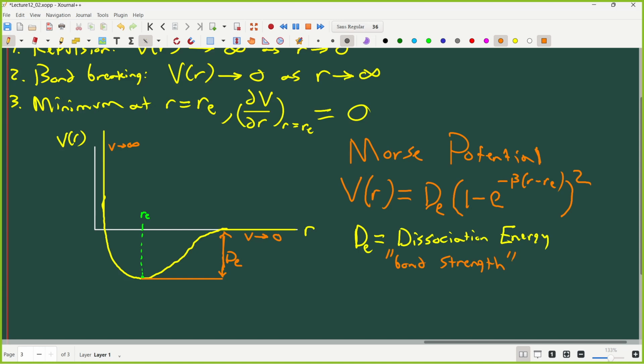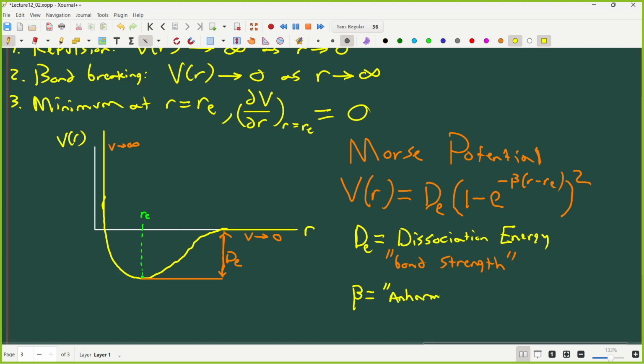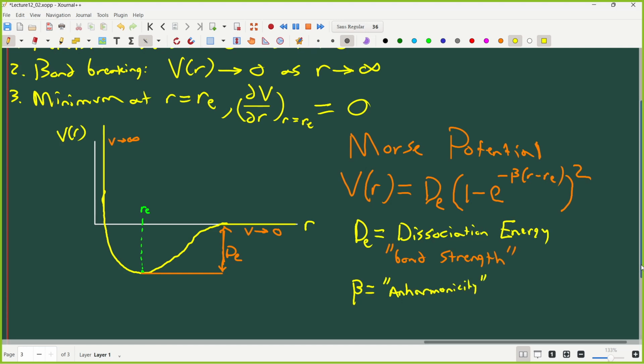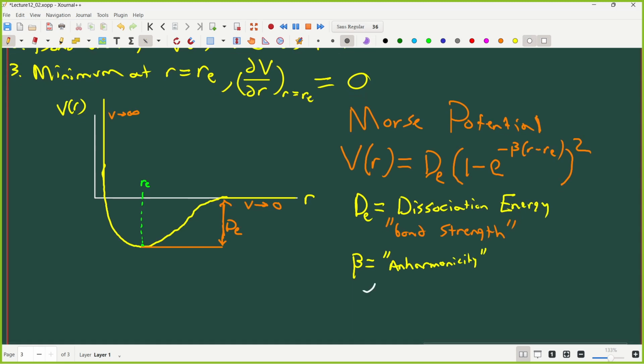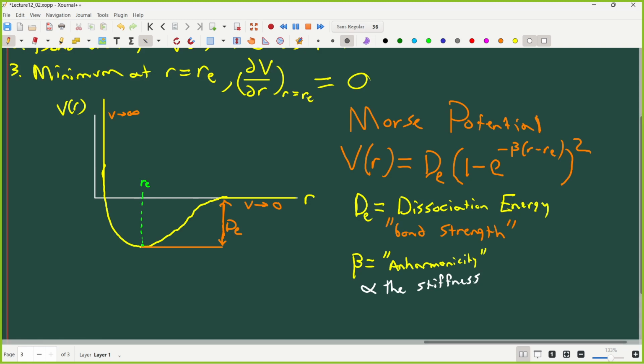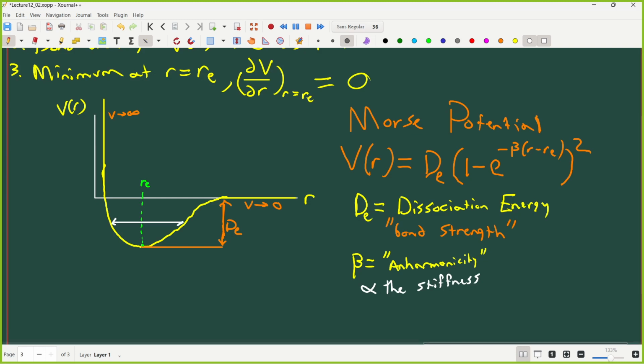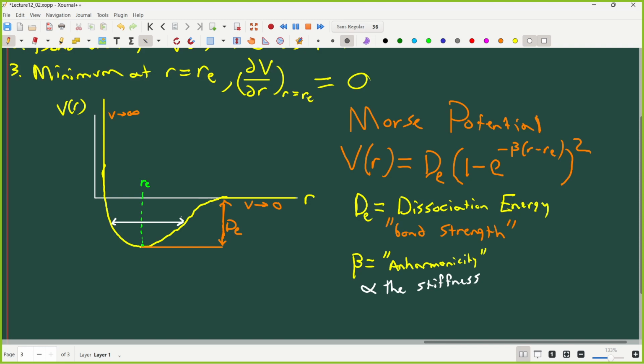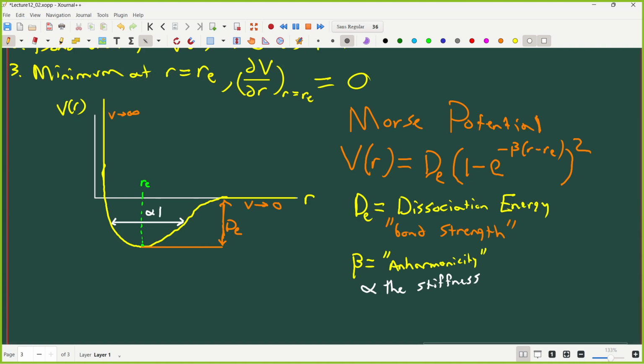And then we have this beta term. There are different names for this beta term, but I like to call it the anharmonicity term. And it's proportional to the stiffness of the bond. Is it 1 over the stiffness? No, it's the stiffness. So when beta is large, so I'll just write this, the width of the potential across two different points that have the same energy, this width here is, let me see, it's proportional to beta.